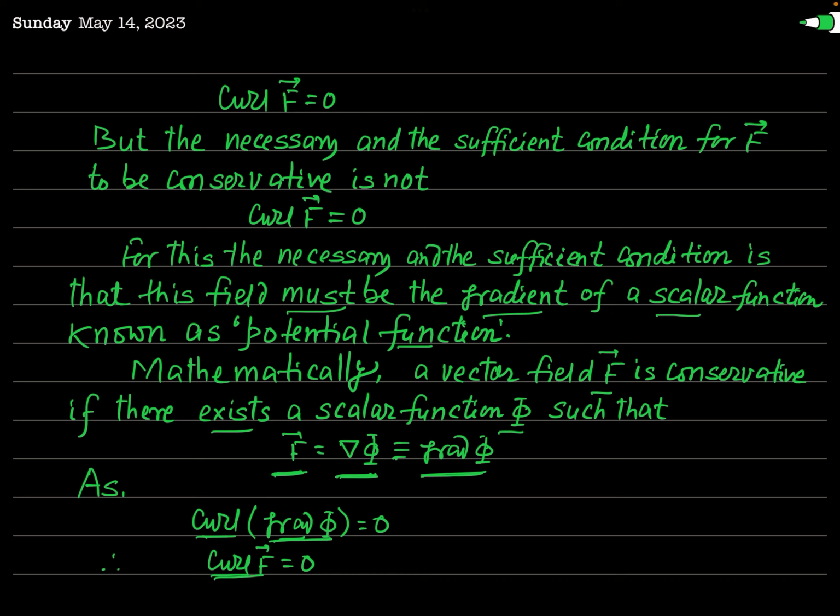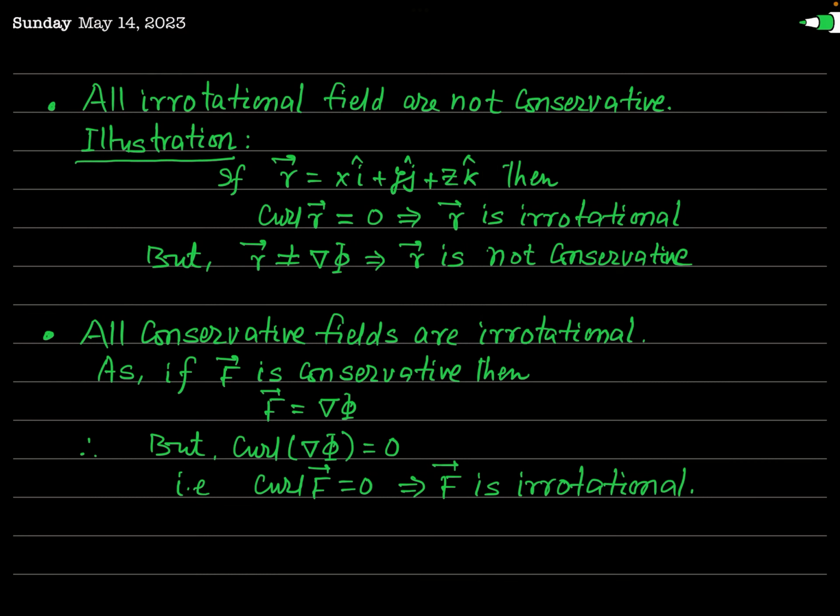Okay, so we conclude that actually all the irrotational vector fields are not conservative. It means a vector field may be irrotational, but that vector field may or may not be conservative. May be conservative or may not be conservative too.